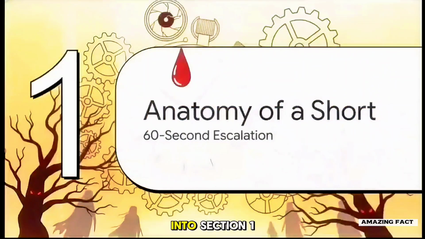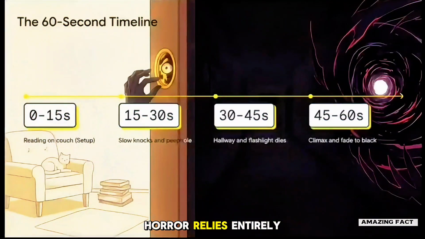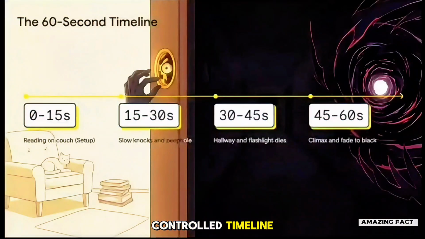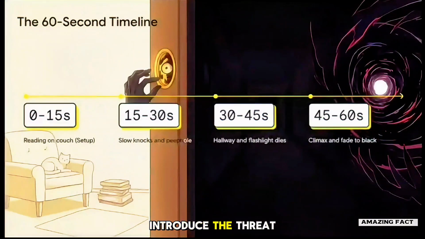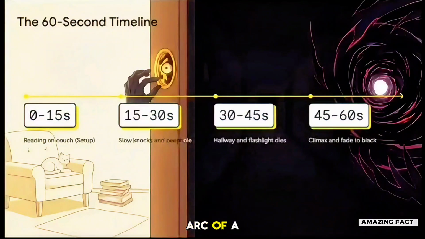Let's jump straight into Section 1, Anatomy of a Horror Short, the 60-second escalation model. Now, what's really interesting about this is how tight horror relies entirely on a strictly controlled timeline. You have to build a world, introduce a threat, and execute a terrifying climax in just 1 minute. Look at how this exact pacing perfectly mirrors that arc of a clear beginning, rising tension, and a dark ending.